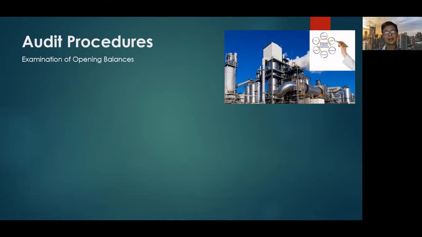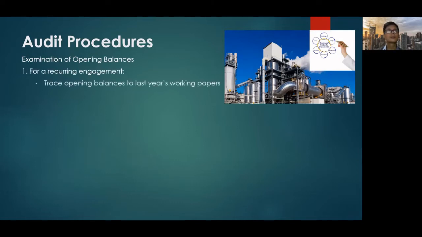Examination of opening balance for recurring engagement. Trace opening balances to last year's working papers. So the working papers from last year, of course, contain the analysis about the property, plant, and equipment, no? So you can trace where these opening balances came from, because that's at least the most credible clue to the opening balances of property, plant, and equipment in the last year's working papers of the auditor.